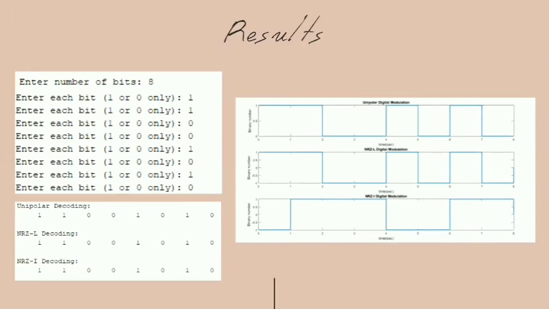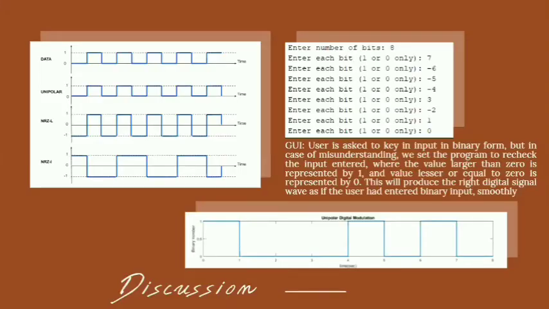As you can see, the decoding result below produces the same result as the input. For the graphs, as I said before, unipolar has 1 and 0 values, the same as the input. Then we have NRZ-L, which is similar to unipolar, but the low value is -1. And then we have NRZ-I, which will toggle from low to high and high to low if there is an input of 1, and will stay as the previous output if the input is 0. For the GUI in this program, if the user enters a number other than 1 or 0, it will be read as 1 or 0, by setting numbers greater than 0 to be 1 and the rest to be 0.